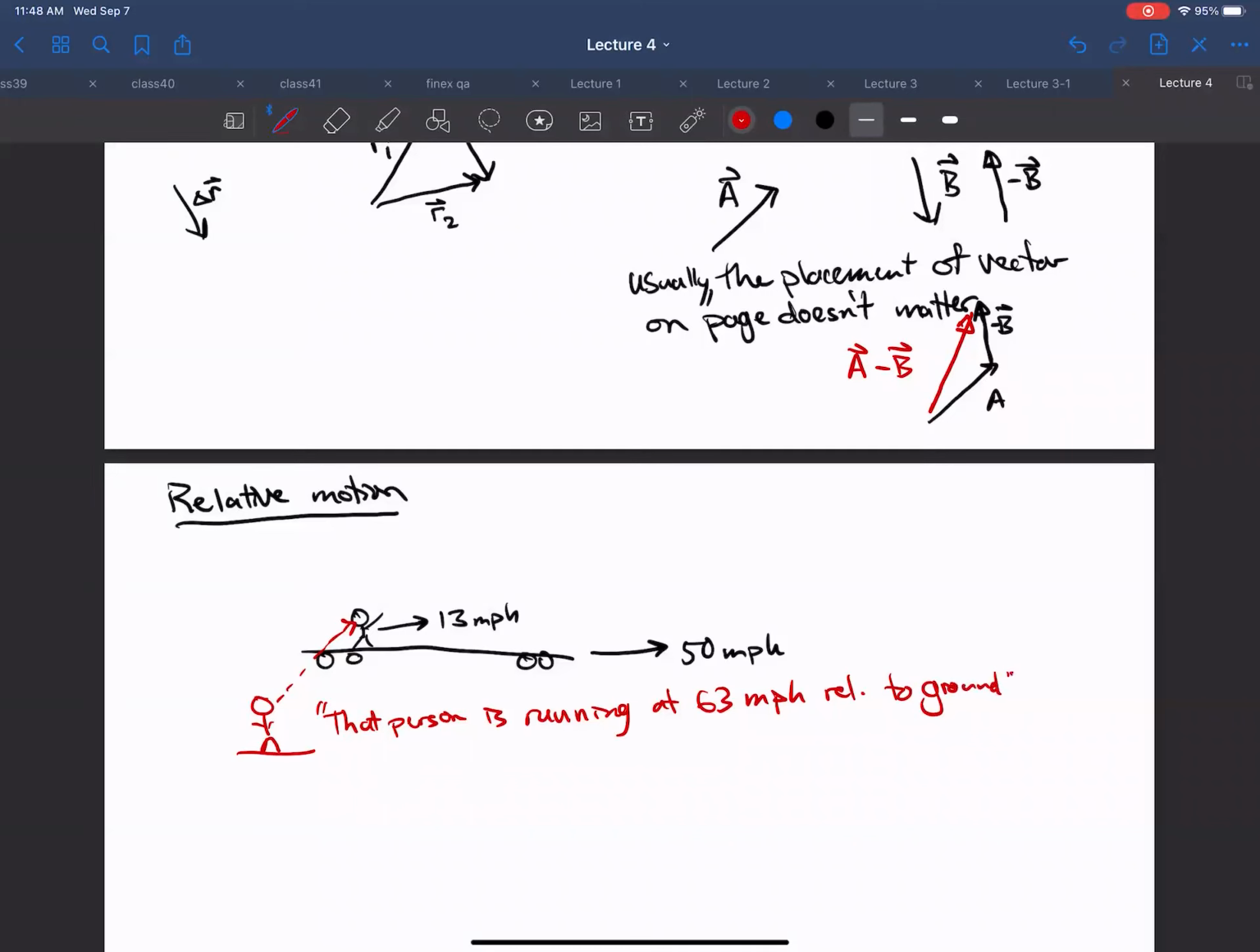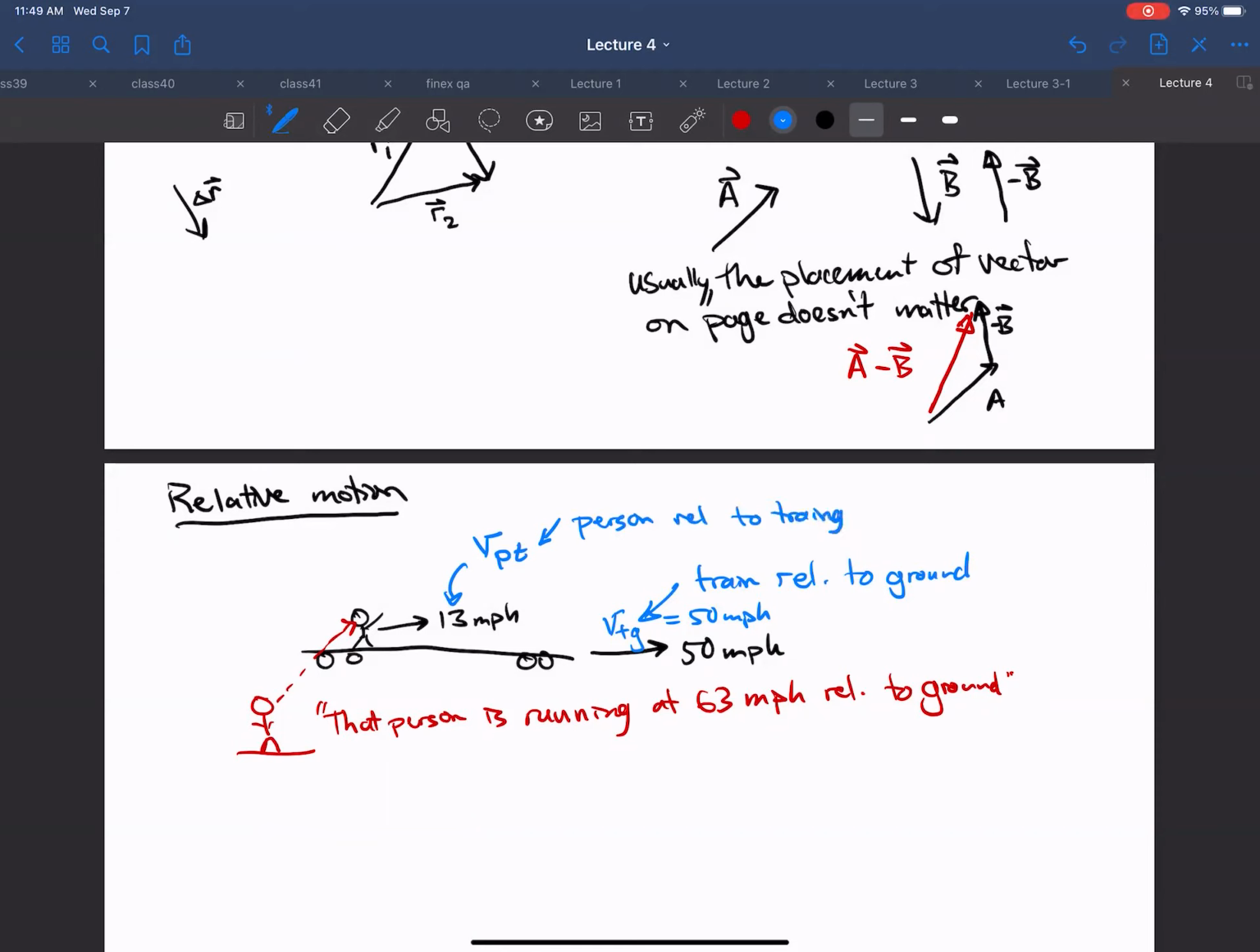So now let's redo the same problem, but we're going to use symbols instead of numbers. So let's introduce a symbol for the velocity of the train relative to the ground. So V sub TG. So this is train relative to ground. And V sub TG would be 50 miles per hour. And let's say that this 13 miles per hour, that's going to be the velocity of the person relative to the train, V sub PT. Person relative to train.